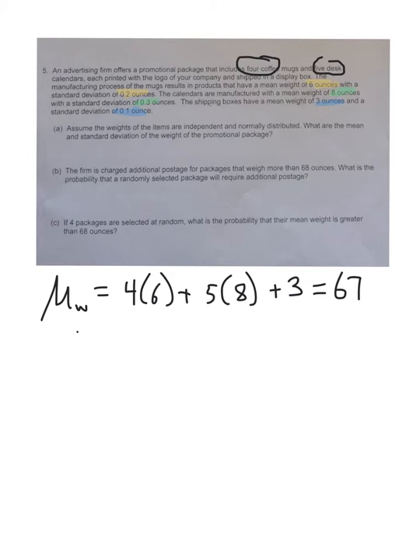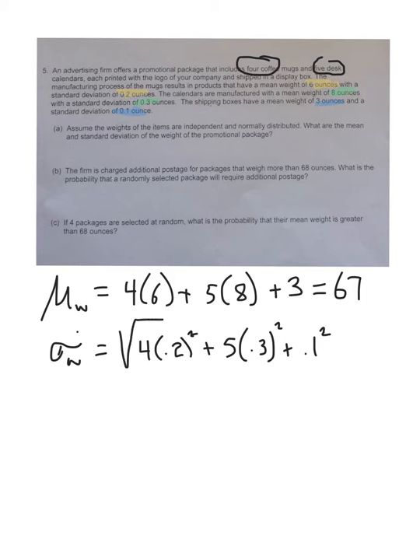Now let's do the standard deviation. So remember, we square them, we add them, and we take the square root. But remember, there's 4 of them. There's 4 mugs. Each one has a standard deviation, could be off by 0.2. So 4 times the standard deviation, square it. 5 calendars. Each one could be off by 0.3. And then don't forget that we need to take the square root of this whole thing. And then that's going to give us our new standard deviation. Okay, so that's the answer for letter A.